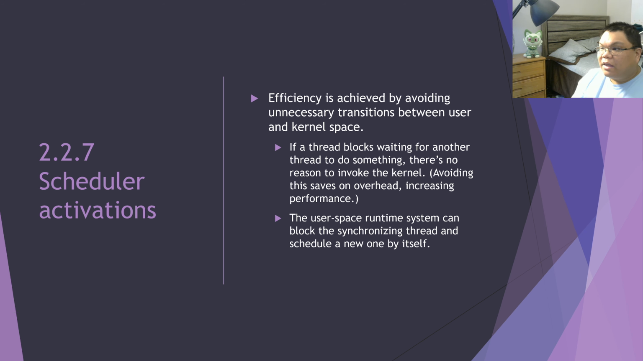Efficiency is achieved by avoiding unnecessary transitions between user and kernel space. If a thread blocks waiting for another thread to do something, there should be no reason to invoke the kernel. If we don't invoke the kernel, we don't have the overhead of doing so. This saves on overhead, this increases performance. The user space runtime system can block the synchronizing thread, and then it'll schedule a new thread by itself.